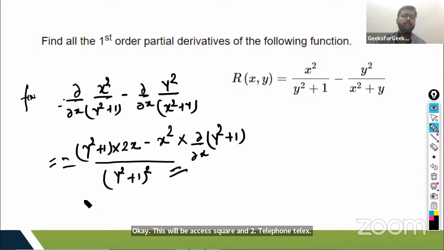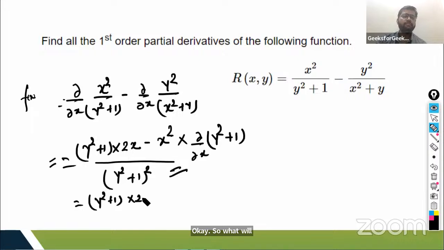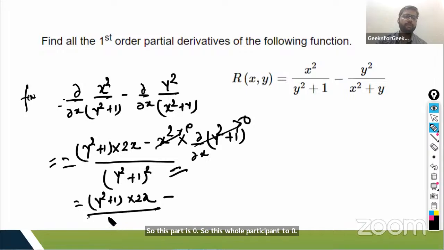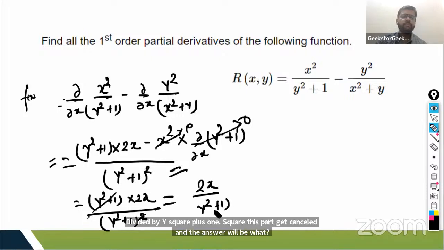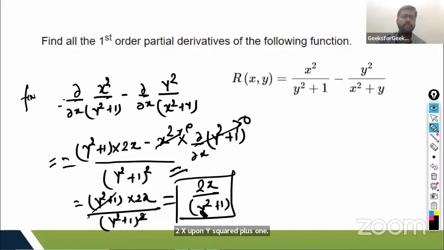So what will happen? That will be y square plus 1 into 2x minus, say this part is 0, so this whole part is equal to 0, divided by (y square plus 1) square. This part gets cancelled and the answer will be 2x upon y square plus 1. You got this answer.